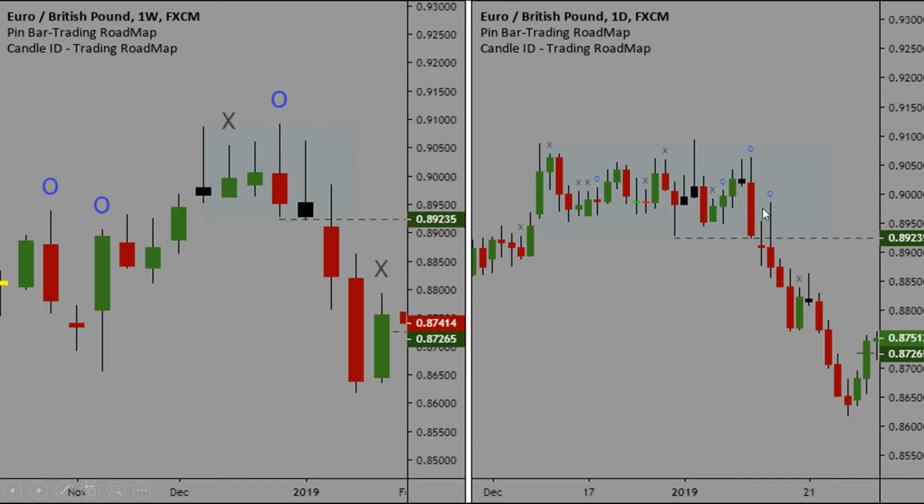So it depends, again, upon your personality and your risk tolerance. If you are more aggressive, would you like to have a tighter stop loss, or would you like to have a wider stop loss?